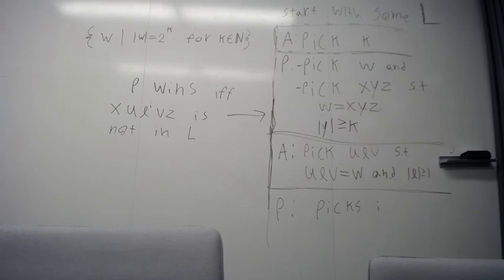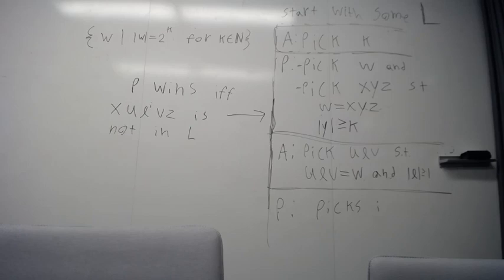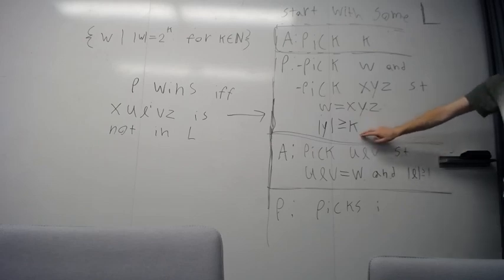Why is the pigeonhole principle important here, and why am I making sure that this part's greater than or equal to k? Pigeonhole means that part has to loop around. Yes. The pigeonhole principle just says that I can't fit n plus 1 pigeons in n holes. If you have more pigeons than holes, then one hole must contain more than 1 pigeon.